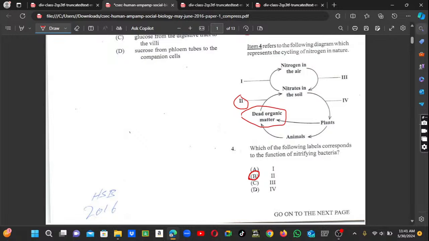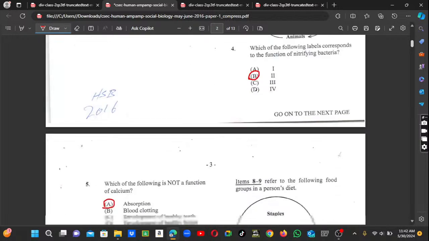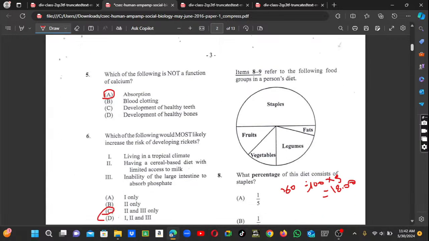Alright, guys, we're moving along to number 5. It says which of the following is not a function of calcium? So the keyword here is not. The function that is not for calcium would be absorption. So the answer for number 5 would be A, absorption. It's not a function of calcium. Let me just erase this one.